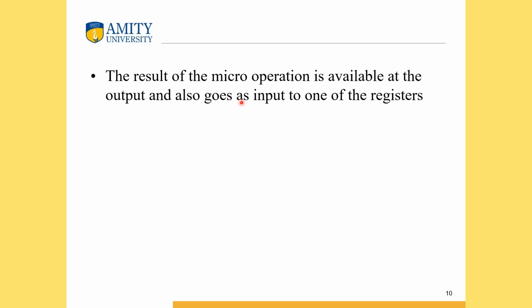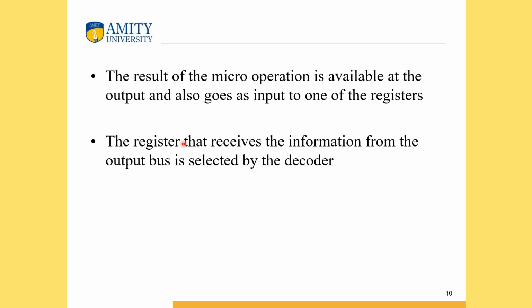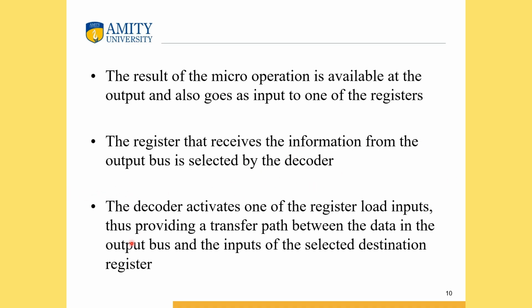The result of the micro operation is available at the output, which also goes as input to one of the registers. The register that receives the information from the output bus is selected by the decoder SELD. The decoder activates one of the registers' load inputs, hence allowing the transfer path between the data and the output bus, and then it stores the input in the selected destination register.